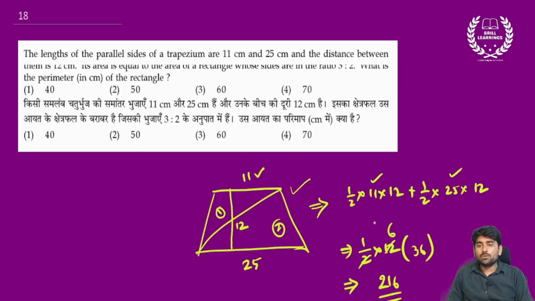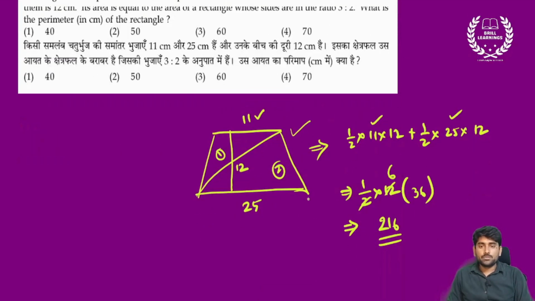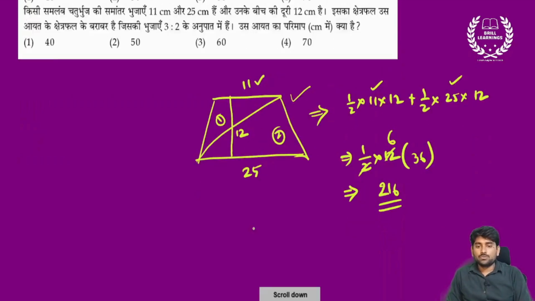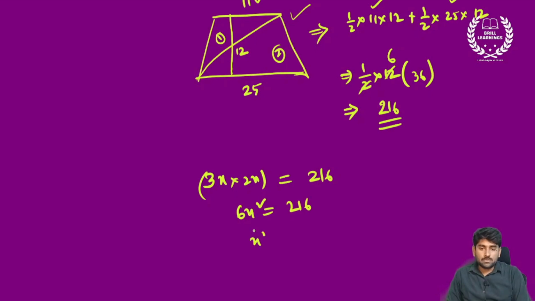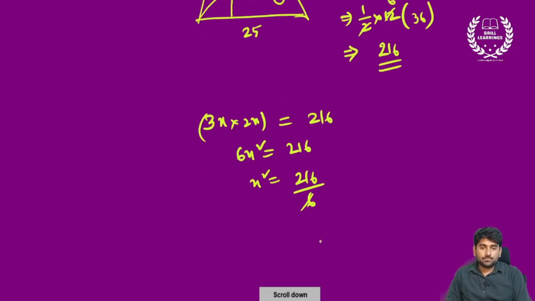Trapezium area is equal to the area of the rectangle whose sides are in the ratio of 3:2. The ratio is given as 3:2. So the product of these length and breadth, 3x into 2x, is equal to the area of trapezium. 6x square is equal to 216. x square is equal to 216 by 6. 6 ones are 6, 6 threes are 18, 6 sixes are 36. So x is equal to 6 here.